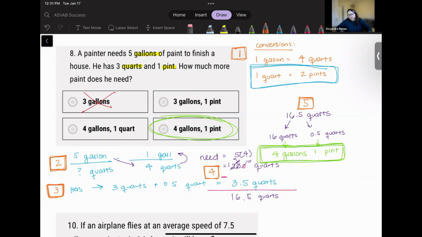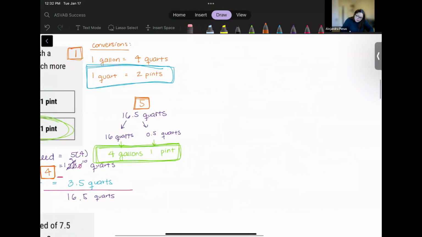Are we okay with that one? Is there anything that confuses you? How do you get a full gallon? How do you convert it? The 4 gallons came from the fact that 1 gallon is equal to 4 quarts. So if I divide 16 quarts by 4, I'm going to get 4 gallons. Because we're going from a small unit to a bigger unit, you're going to divide, and you're going to end up dividing by 4.